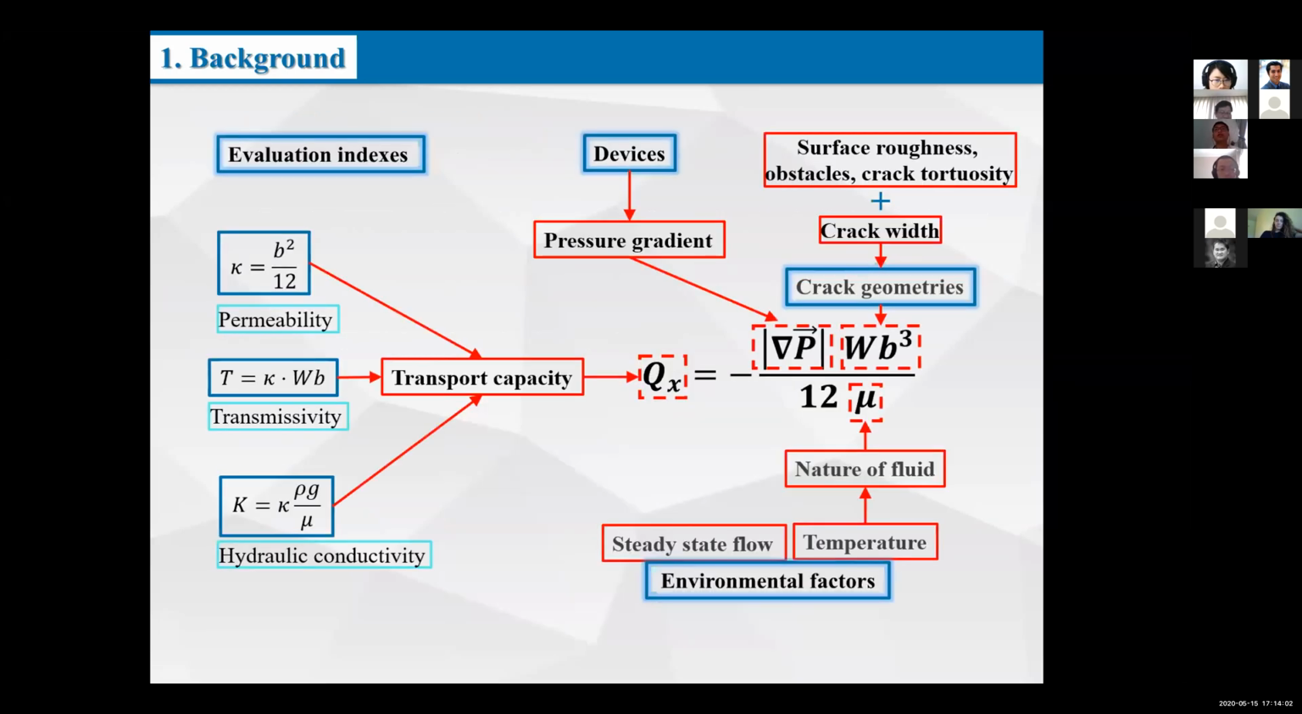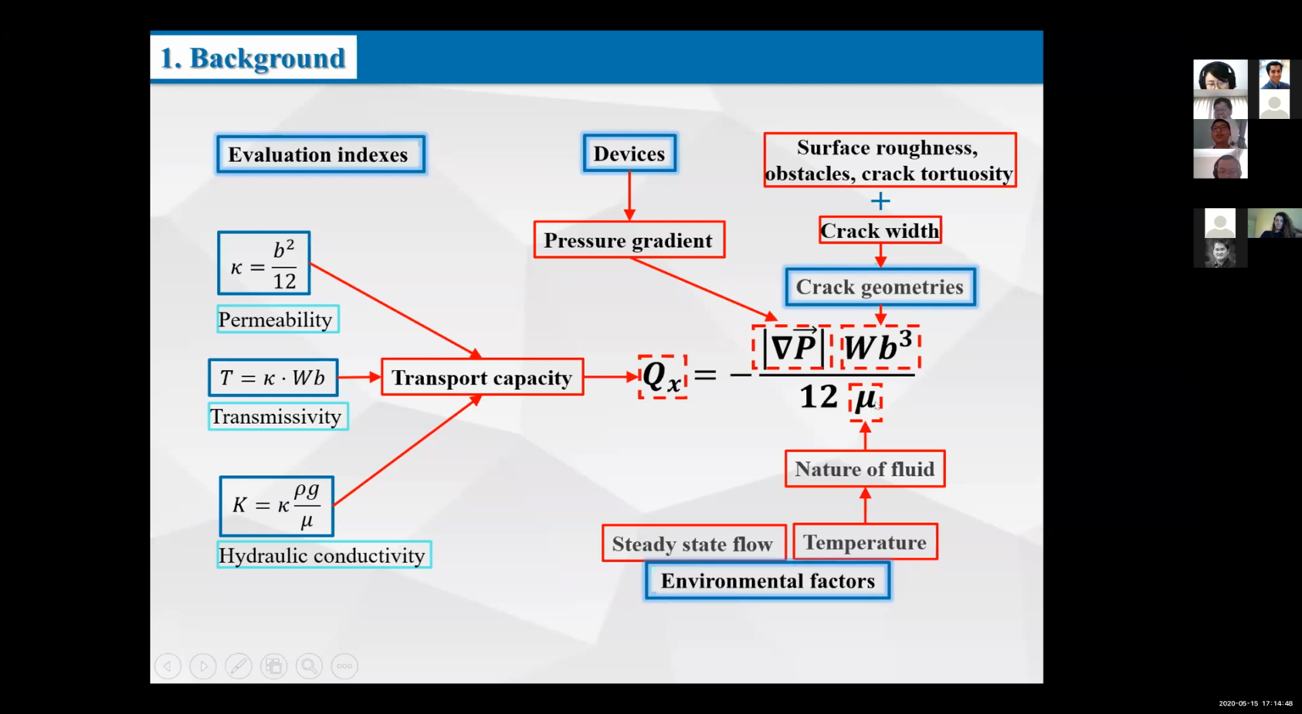And then, based on the cubic law's equation, we could get some factors from its parameters. The first is the pressure gradient, which we could know deduced from the devices, and the crack width. There will be, we could think about the surface roughness, obstacles, and crack tortuosity, and the crack grade.